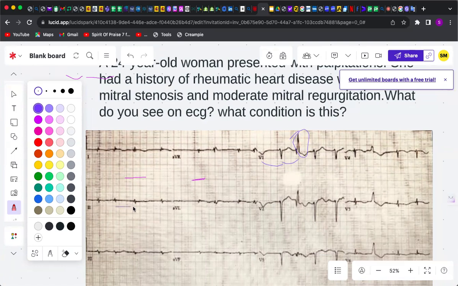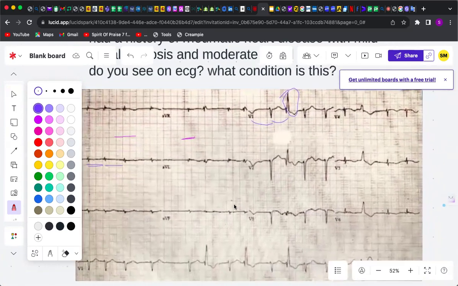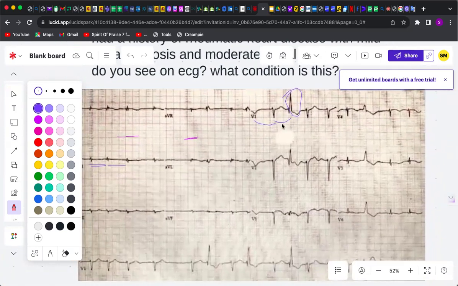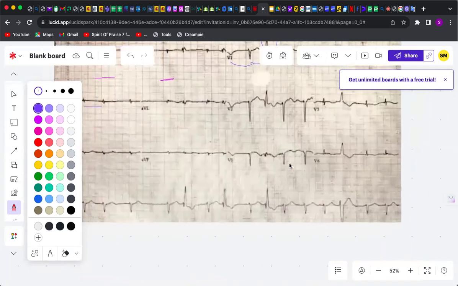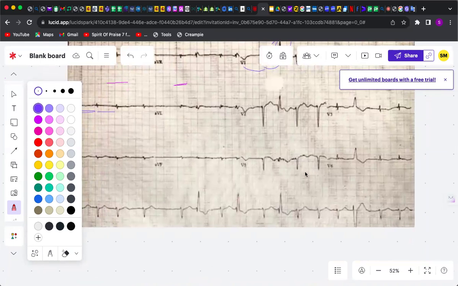Okay, the RR intervals are not equal. And so this was a case of atrial fibrillation with the long-short right bundle branch pattern in V1. And then we concluded that we have Ashman beats, and the whole thing was an Ashman phenomenon.